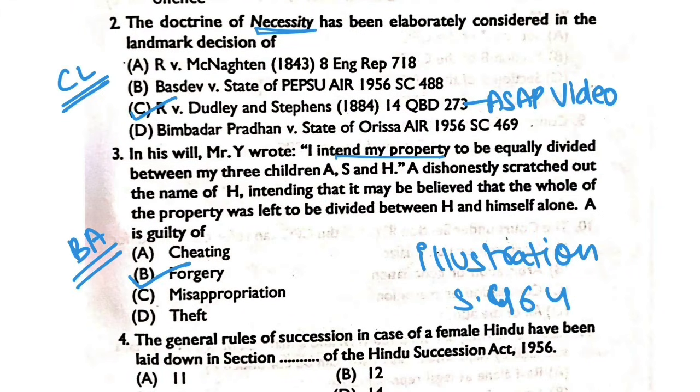Then the second question is the doctrine of necessity has been elaborated in which landmark case? In this the answer is C, which is R versus Dudley and Stephens. This is a case law based question. I told you before the start of the video there are a couple of categories: Bare Act based, case law based. This is a case law based question. If you've done your law, you should be able to answer it. So do your case laws.